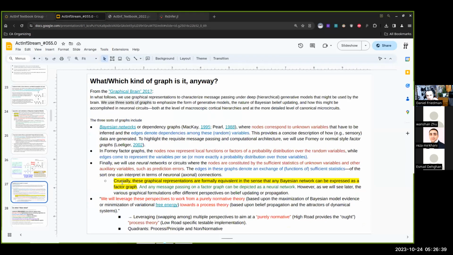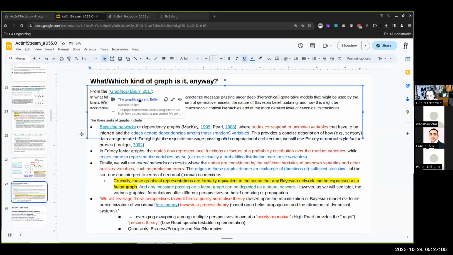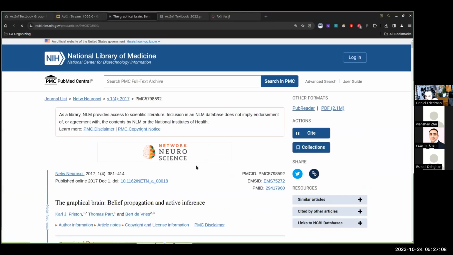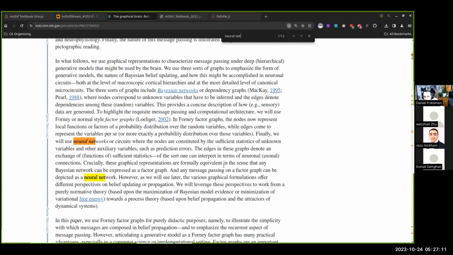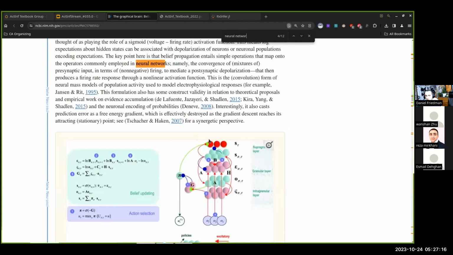Okay, now the third kind of graph, the neural network or circuit. Again, I think this is worthwhile to go into, because when they're talking about a neural network, this could be wrong, but is there an example? Yeah, let's look in the graphical brain paper just to see if they give an example of the neural network graph. Okay, here we go.